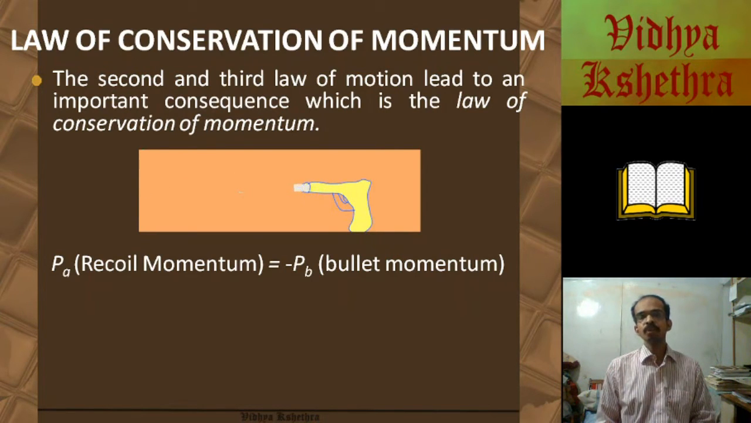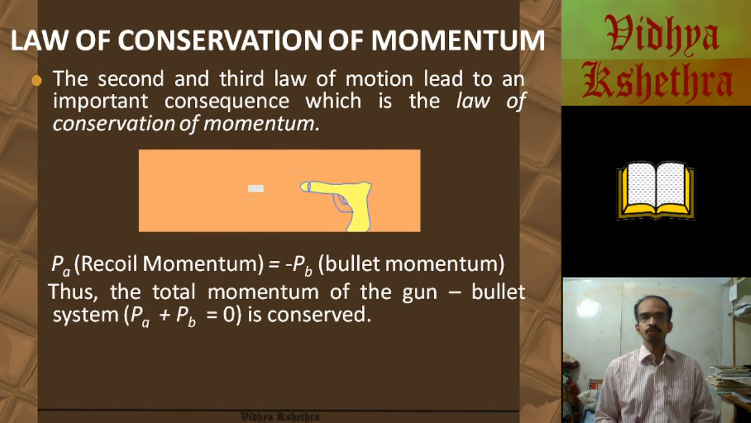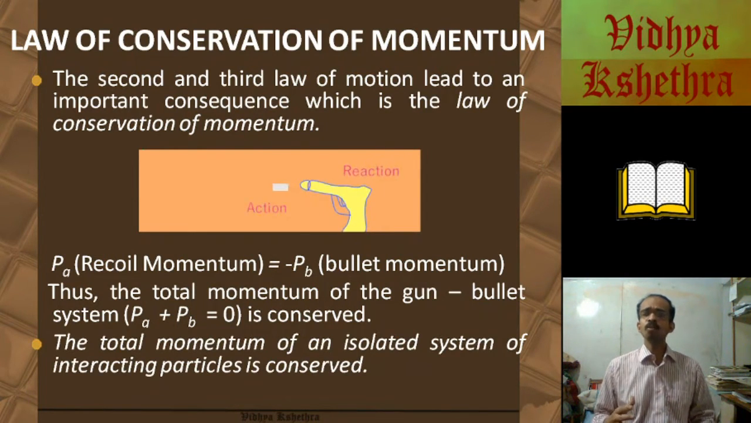Since the initial momentum of both the gun and bullet is 0, the change in momentum is the recoil momentum in the case of the gun and the bullet momentum in the case of the bullet, or otherwise PA plus PB is equal to 0. Thus, the total momentum of the gun-bullet system is conserved. The total momentum of an isolated system of interacting particles is always conserved. This is the law of conservation of momentum.